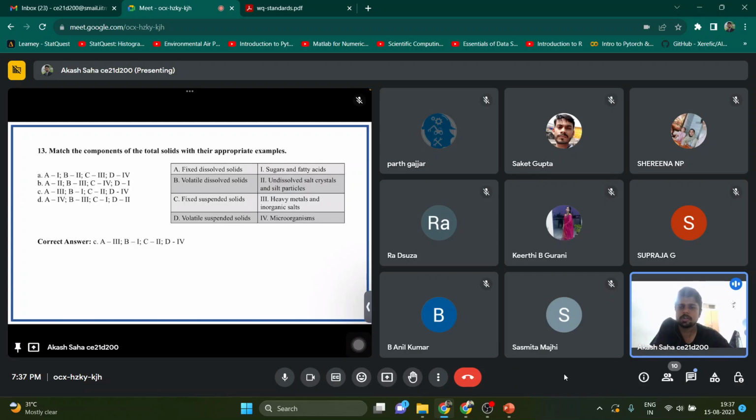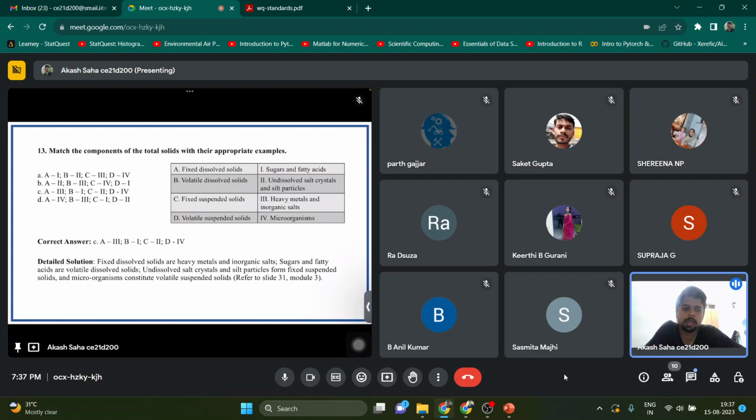So we'll see one by one. We are talking about fixed dissolved solids. If it is able to dissolve, it will be a salt. Mostly salts are able to dissolve, and mostly inorganic salts are able to dissolve. And it is fixed so that it can't be evaporated easily. So heavy metals and inorganic salts will include the fixed dissolved solids.